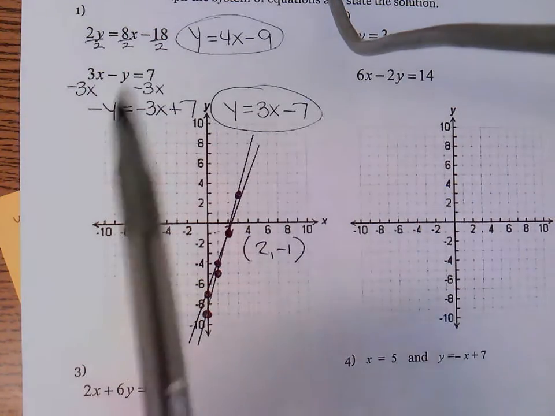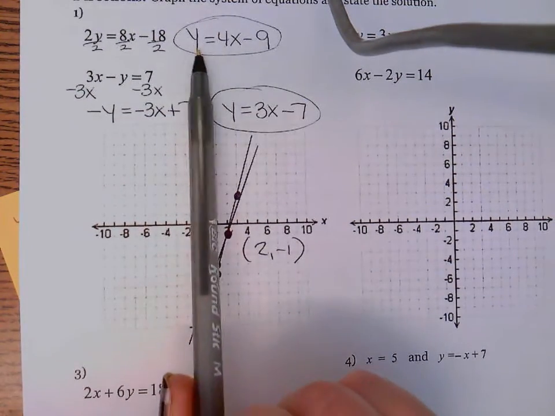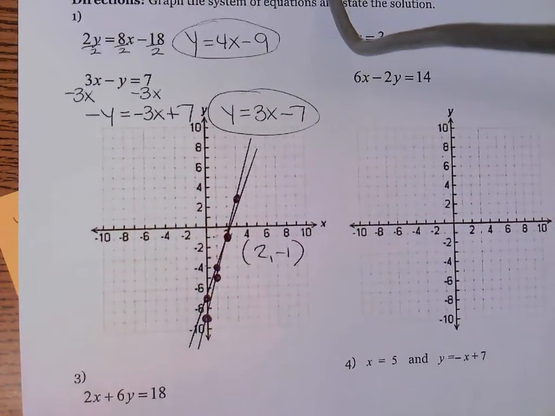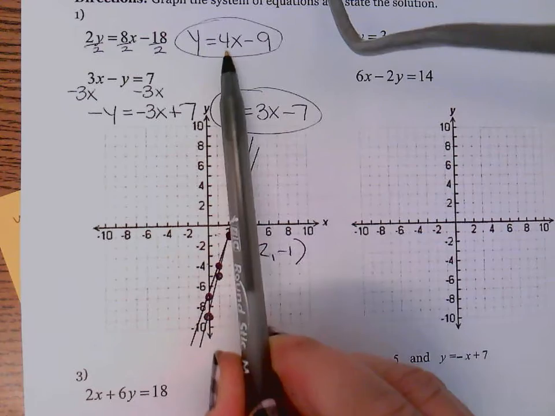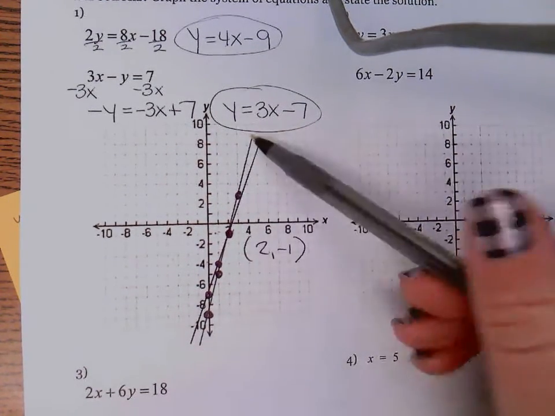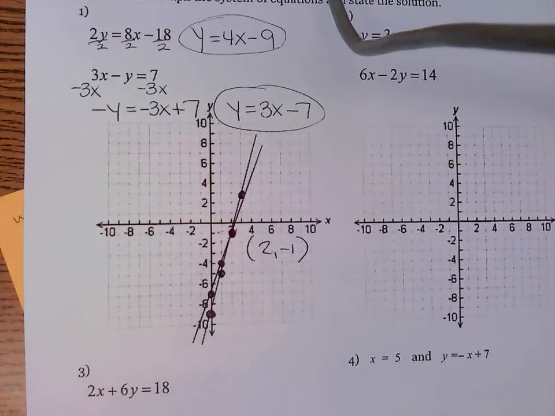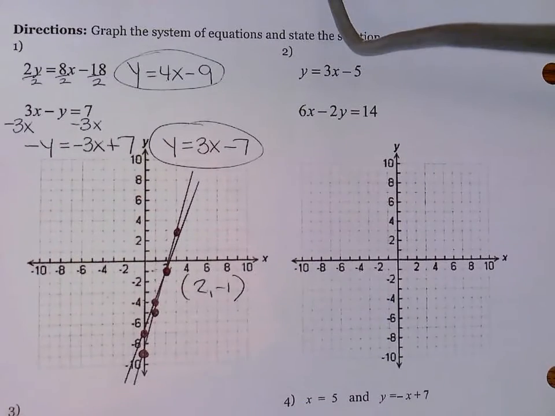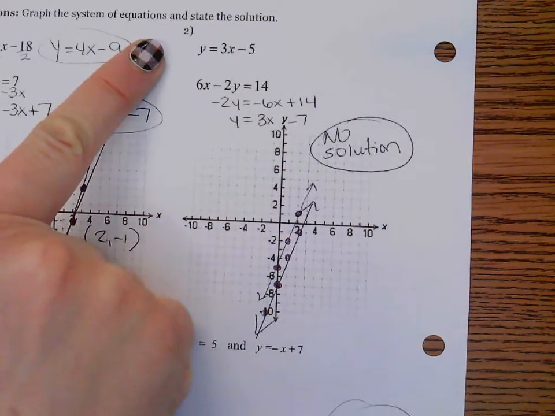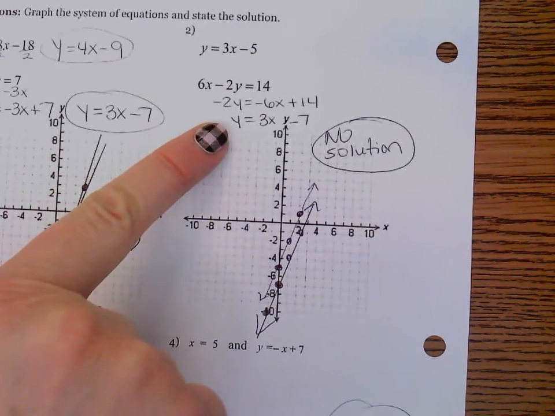So there's my answer to number 1. We put them in slope-intercept form, and then we graphed the two lines, starting at negative 9, up 4 over 1, starting at negative 7, up 3 over 1. I used the ruler and then found the intersection point at 2, negative 1. And now they're trying 2, 3, and 4 on their own, and then we're going to check our answers in a minute.